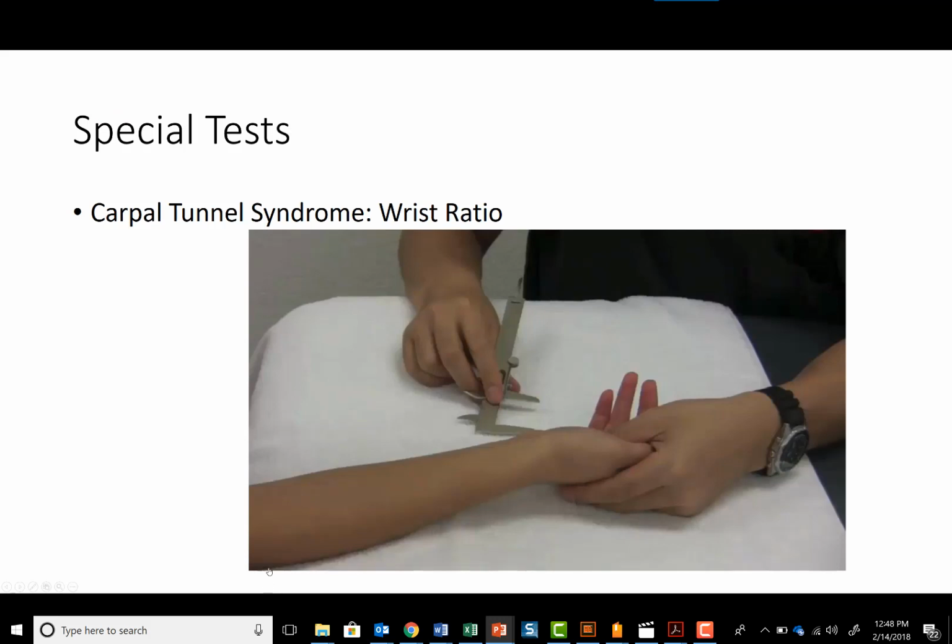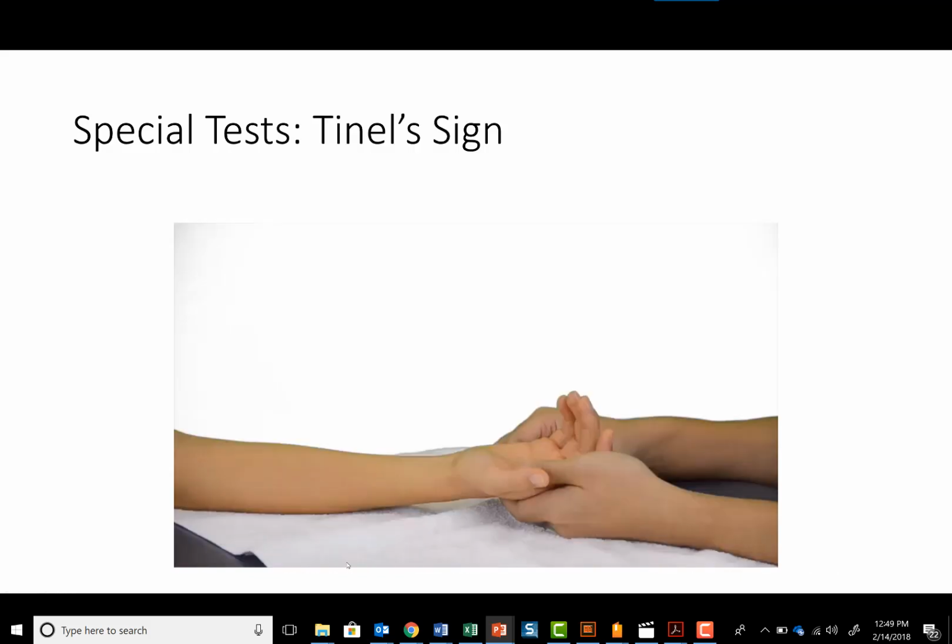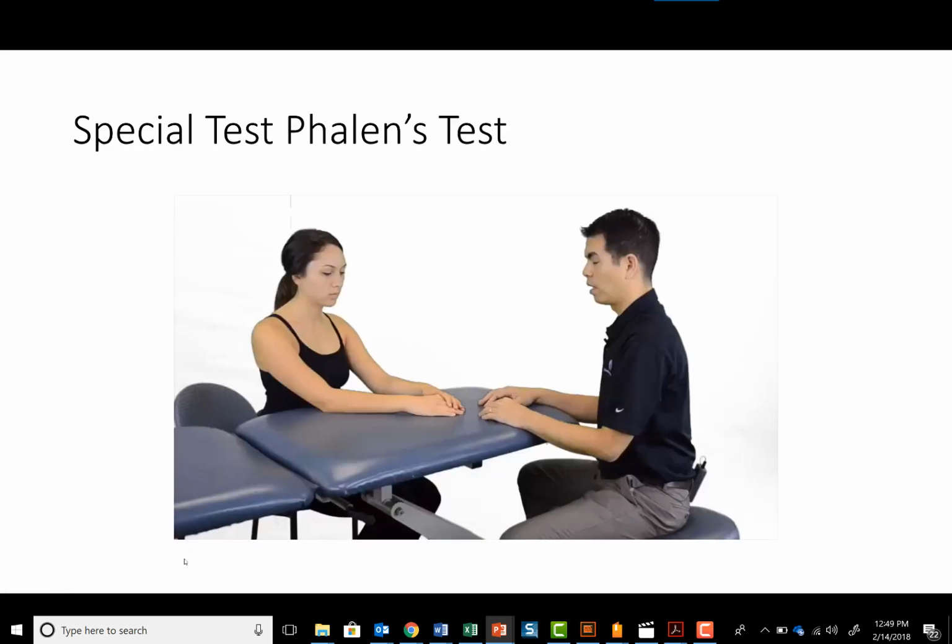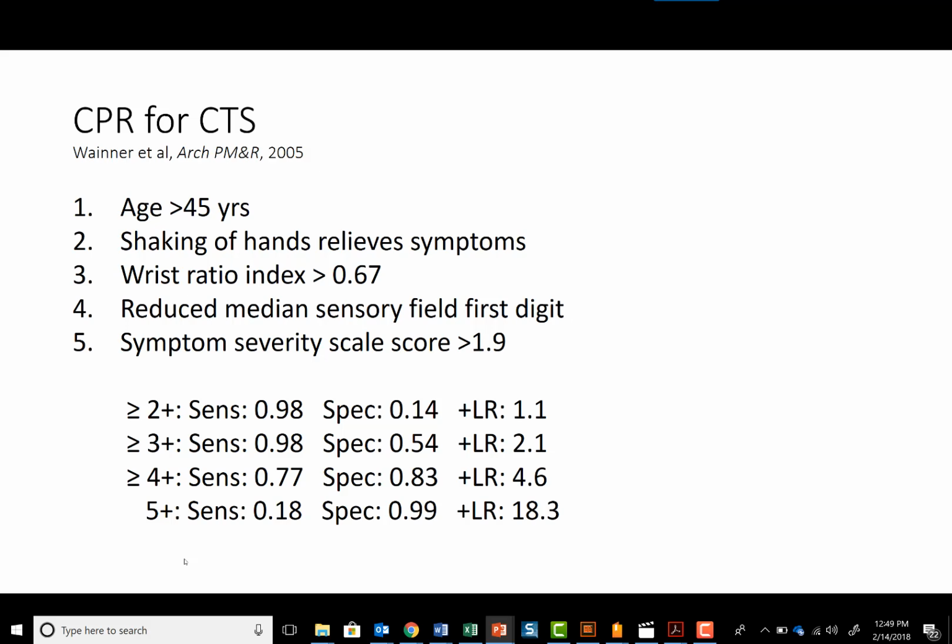So here is just a video that just shows you this, which isn't going to play. But it is just showing you how to do the wrist ratio index. We will go through this in lab. We also have Tinel's sign, which we discussed, which this isn't working, but we'll go through in lab. Phelan's test, and we also have reverse Phelan's. Those are just videos showing it.